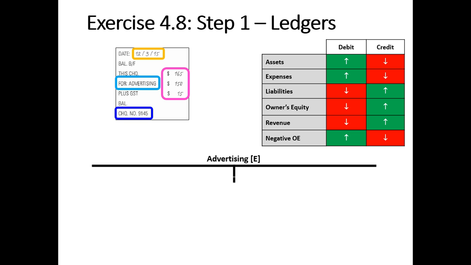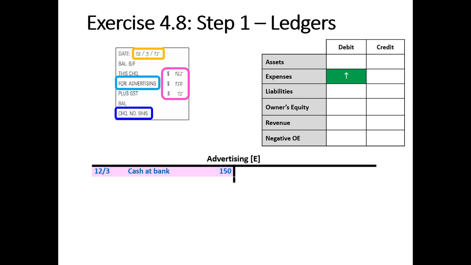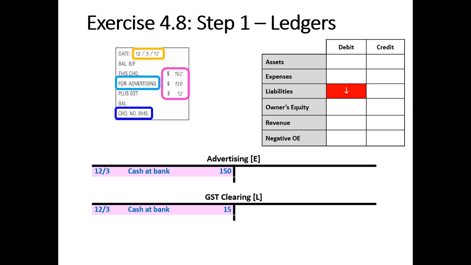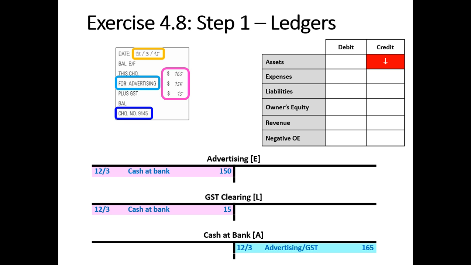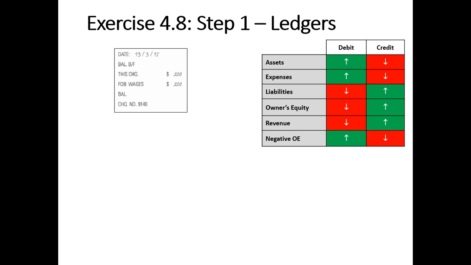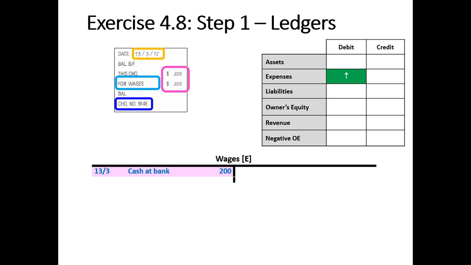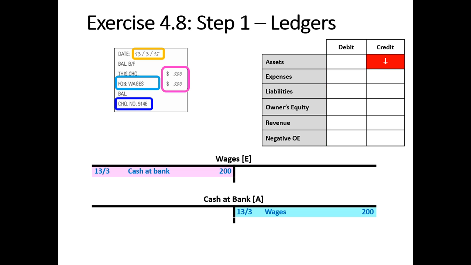So in this case, we'll start with the advertising expense. The advertising expense has gone up $150, so that'll be a debit. We've been charged GST, which will reduce our liability, so that'll be a debit. And overall, we've paid $165, which will decrease our cash. Have another payment. This one says for wages, $200 and a check number. So in this case, we've got an expense going up, which is a debit called wages. And on the credit side, we've got cash at bank going down for $200.